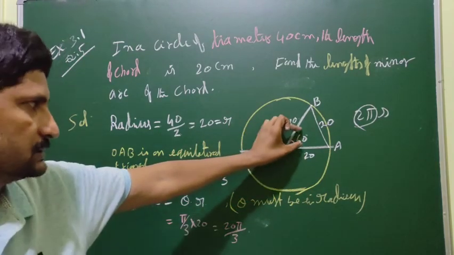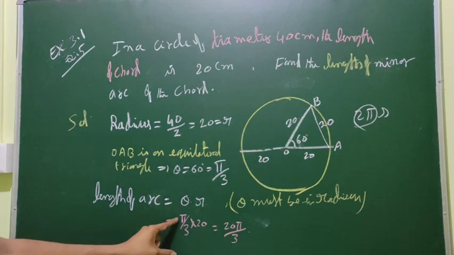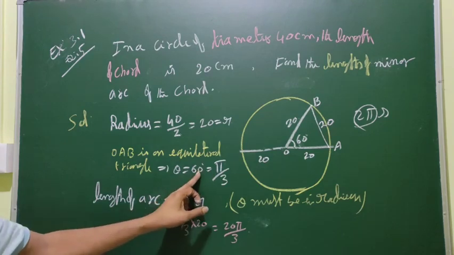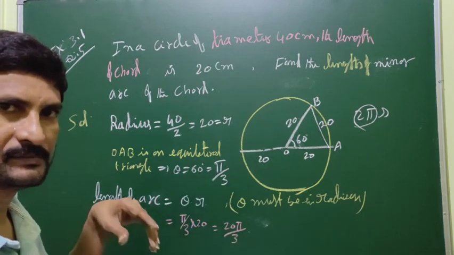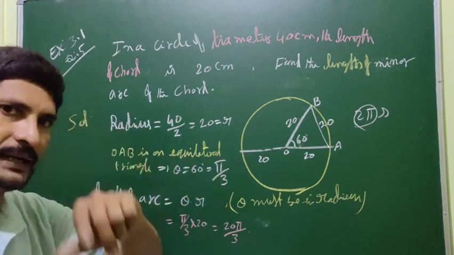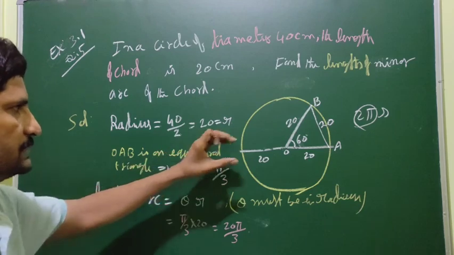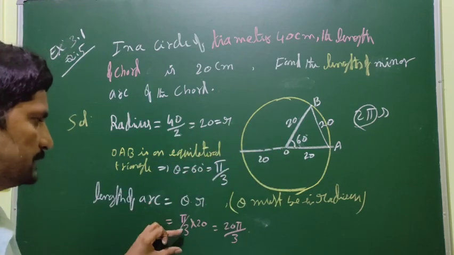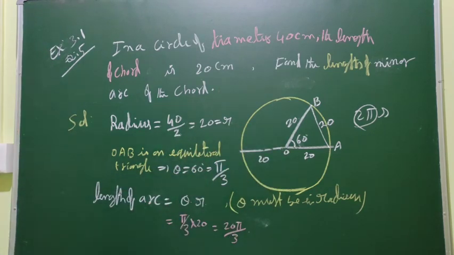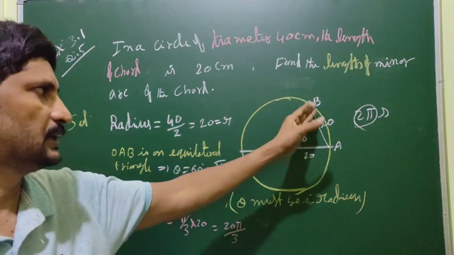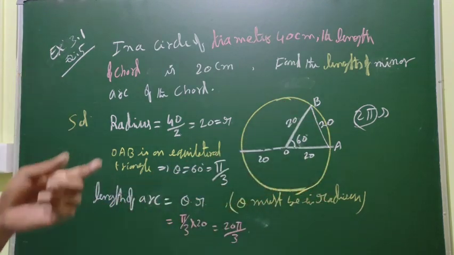Here theta is equal to 60 degrees. So pi by 3. 60 degrees is equal to pi by 3. How? Pi is equal to 180, and 180 by 3 is equal to 60, so it is 60 degrees. It is pi by 3 into 20. 20 pi by 3 is the length of the minor arc.